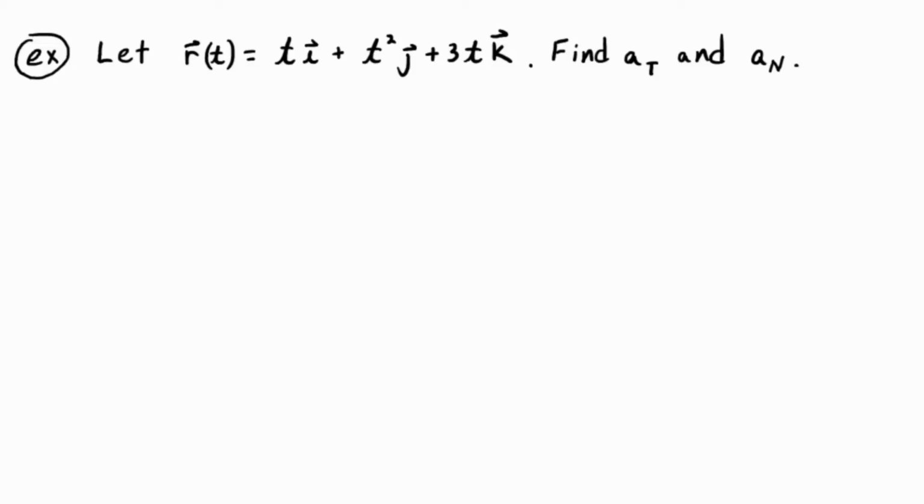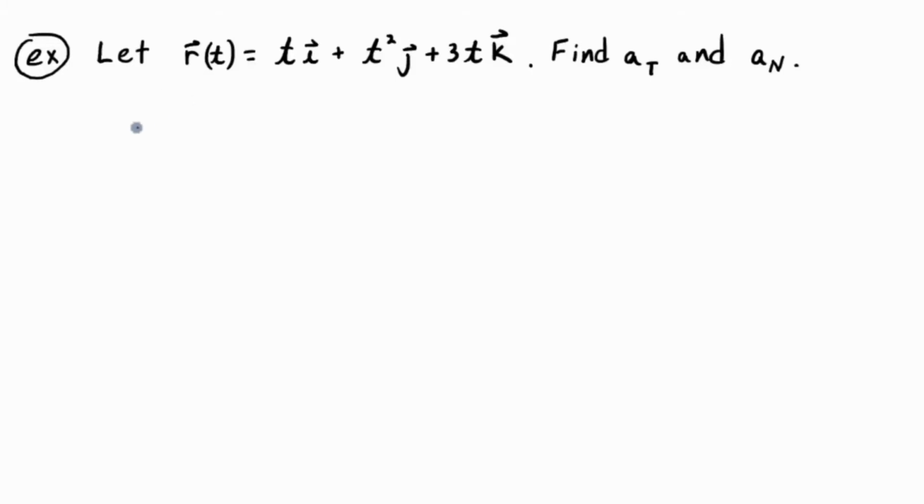So let r of t equal a vector valued function: t i plus t squared j plus 3t k. Let's go ahead and find a sub t, the tangential scalar component of acceleration, and a sub n, the normal component. Usually the easiest formula is the dot product formula.